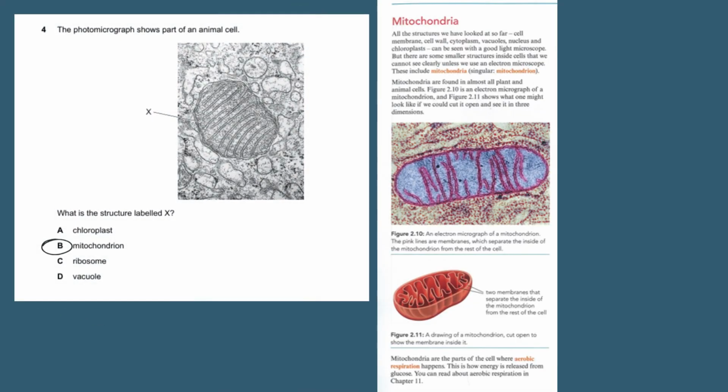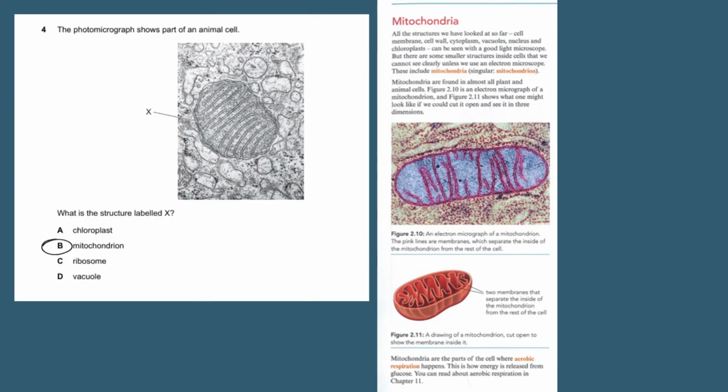Very easy question. Question number 4. We have to identify what this organelle is. Very easy. This is mitochondria. Mitochondria has two membranes. The outer one just covers, protects and maintains the shape of the mitochondria.